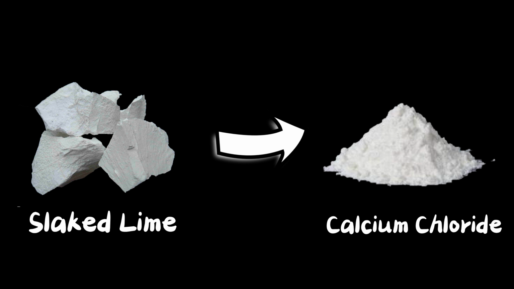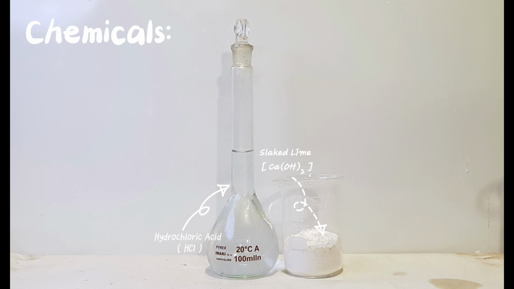Today in this video, we are converting slaked lime into calcium chloride. So let's start the video. Chemicals that you need for this synthesis are hydrochloric acid and slaked lime.